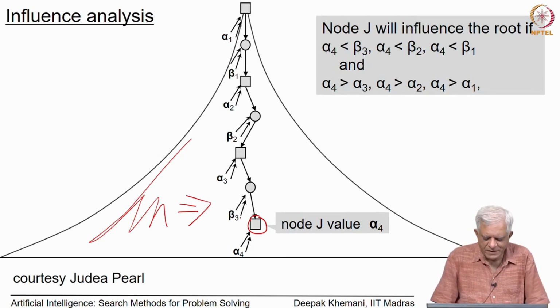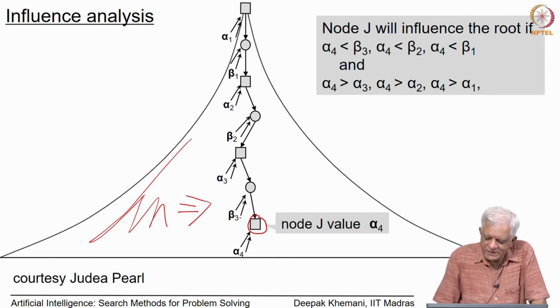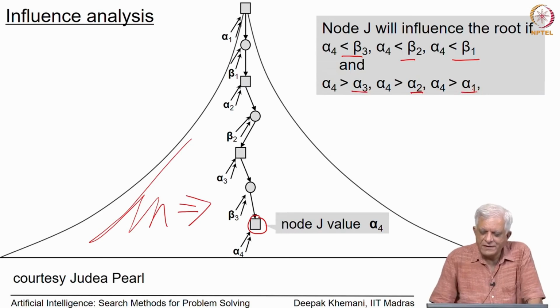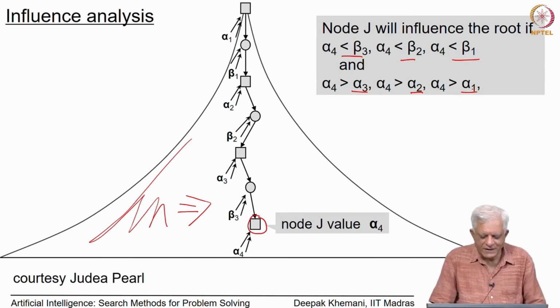In this case, we have made a couple of calls to j and we have got some value alpha 4. When will alpha 4 be meaningful in the game? When will it influence the root essentially? So, we had observed that that node j will influence the root whenever the alpha value, which is alpha 4, is smaller than beta 3, smaller than beta 2 and smaller than beta 1, because only then will it get selected, and likewise it should be greater than alpha 3, greater than alpha 2 and greater than alpha 1, because only then this particular value would be selected. So, if this is to be meaningful, it must satisfy all these properties.